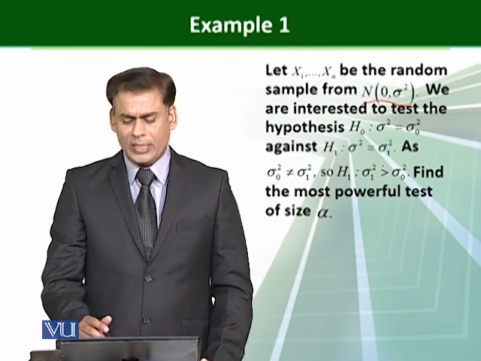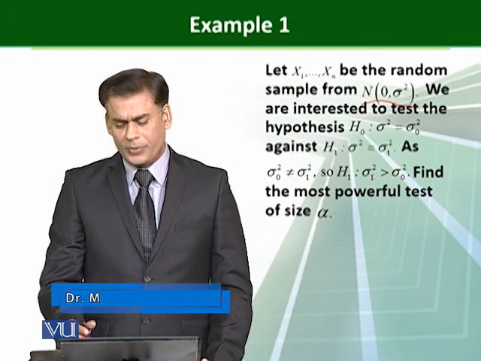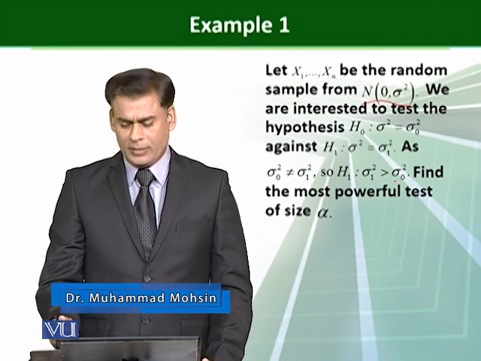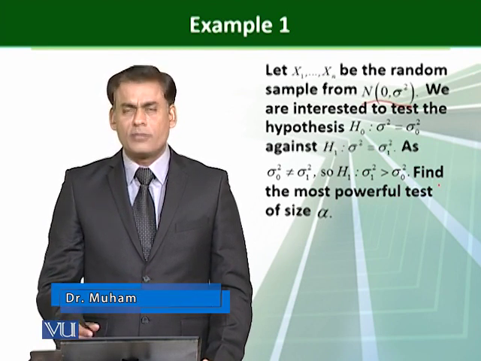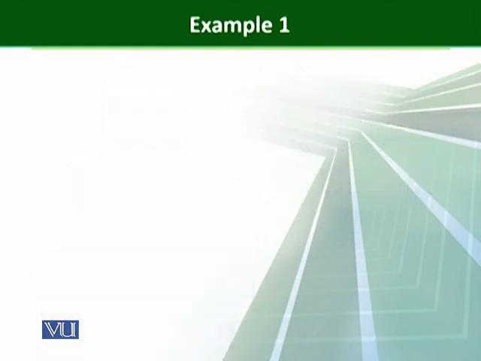As sigma naught square is not equal to sigma 1 square, H1 could be sigma 1 square is greater than sigma naught square. Find the most powerful test for size alpha. So let's see how we proceed for this one. Similarly, first of all, we have to write down the maximum likelihood under the null and alternative hypothesis.